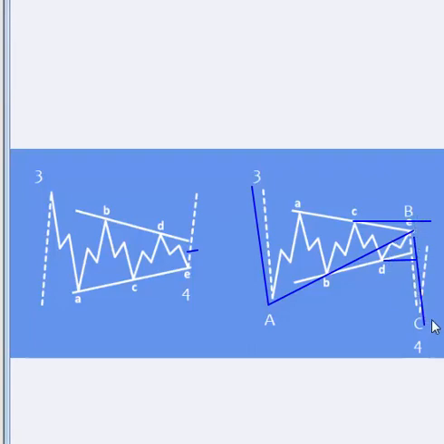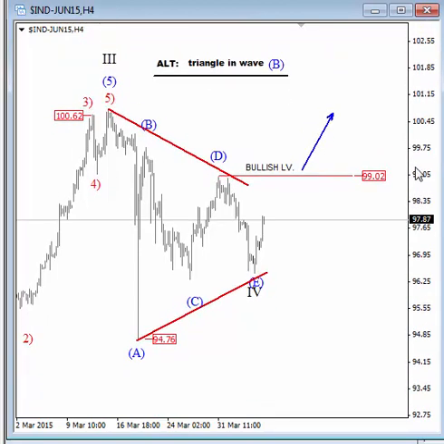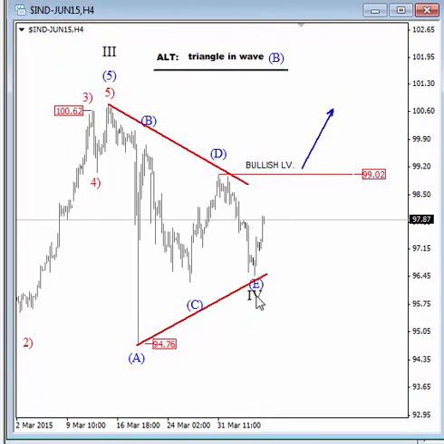So as long as the market is trading sideways, we don't know which count it is. At the moment, I see the dollar index exactly at this stage here, as I will show you on this chart in a second. So here is my first wave count. It's the primary wave count. It shows a triangle in a wave 4. It can already be finished here.